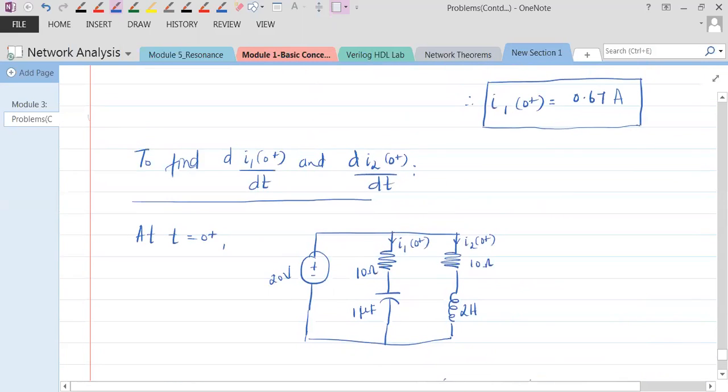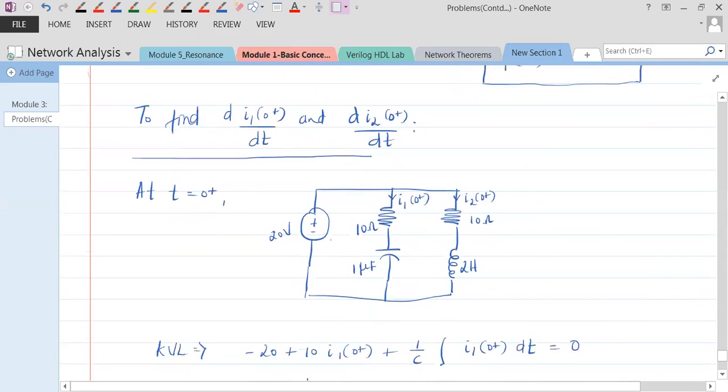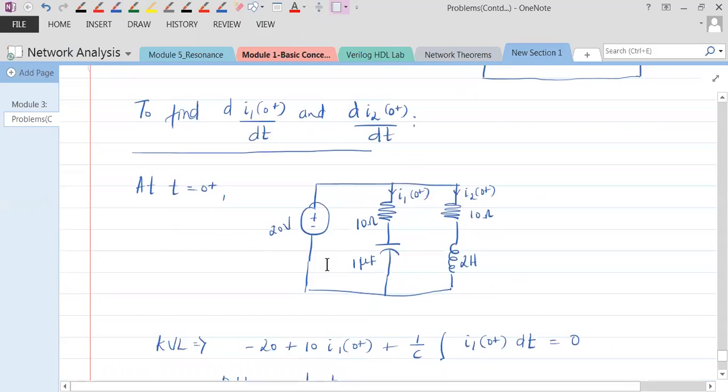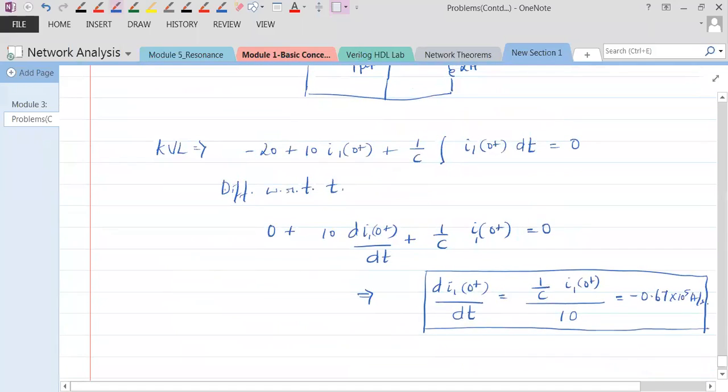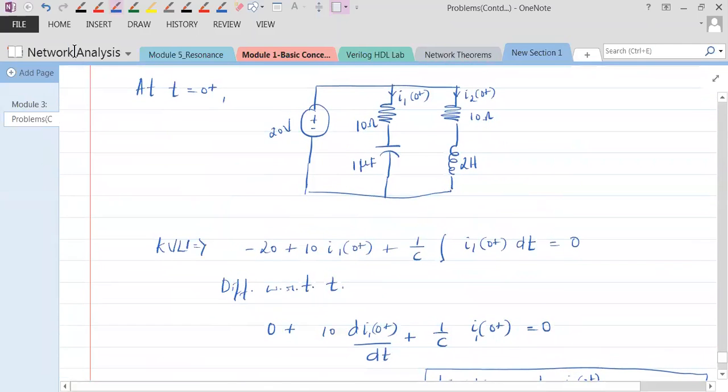On similar grounds, just apply KVL to this path and find out the other differential. So another KVL, this is KVL 2. What do you get if you apply KVL to this particular path, the outermost path, to find out the first order differential of I2 of 0 plus?